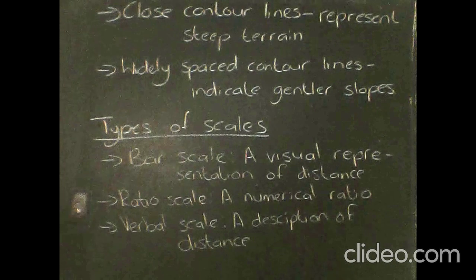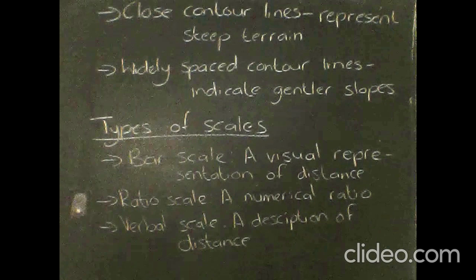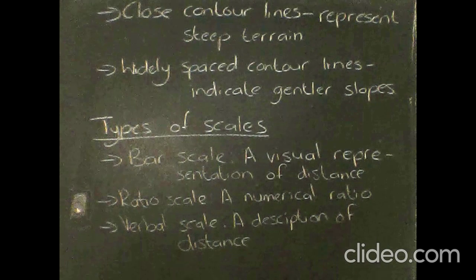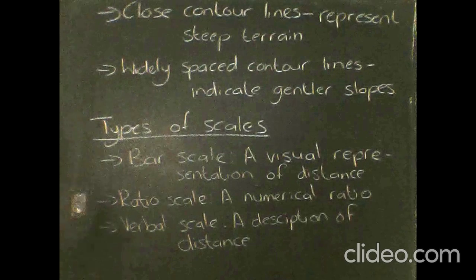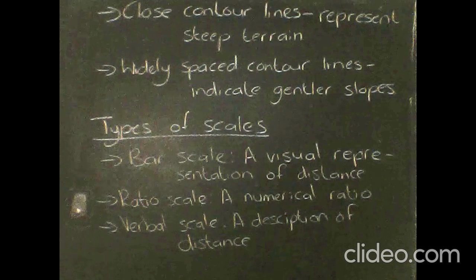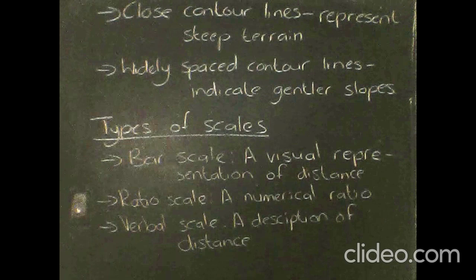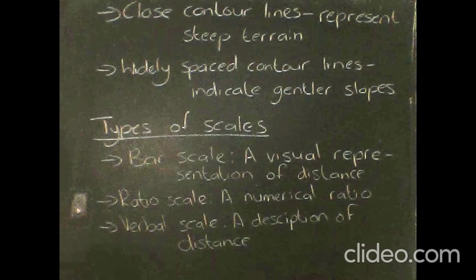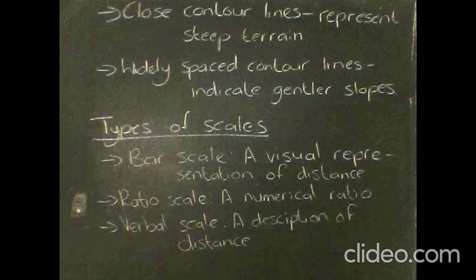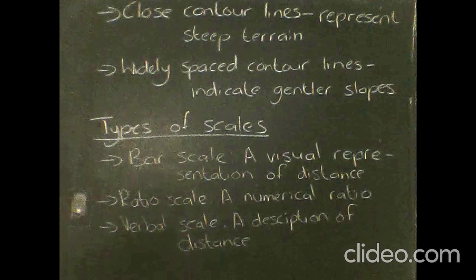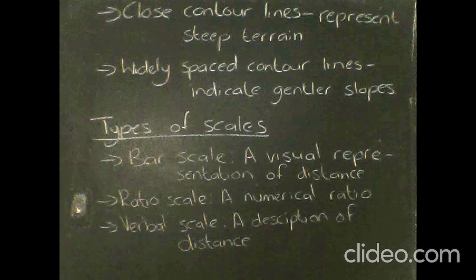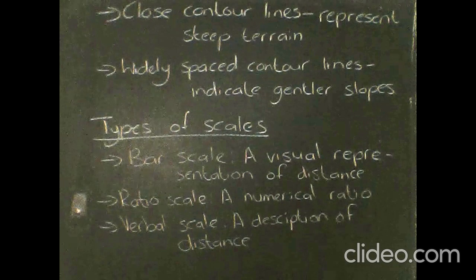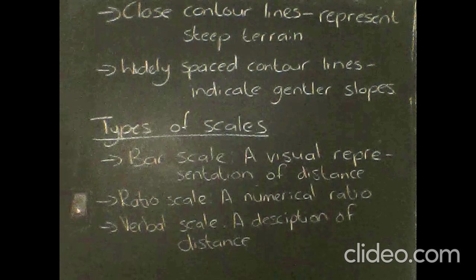Then just here, the types of scales that we have, because I said to you, one of the components of a map is a scale. So the types of scales we have is bar scale. So a bar scale is a visual representation of the distance, right? A ratio scale is normally a numerical scale. So it's 1 to 100,000 or 1 to 50, whatever it is. So it is indicated in ratio form. And then we have a verbal scale, and this is a description of the distance.